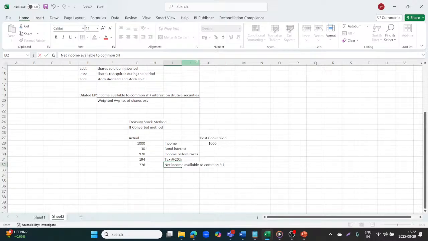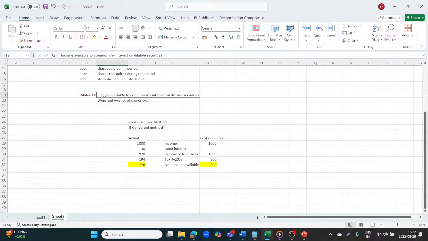And in the post conversion, your bond interest will not be considered. Income before taxes will be 1000, 20% on it will be 200, and at the end you will get 800 as your net income available to the shareholders. So this is your final amount and this is your final amount.